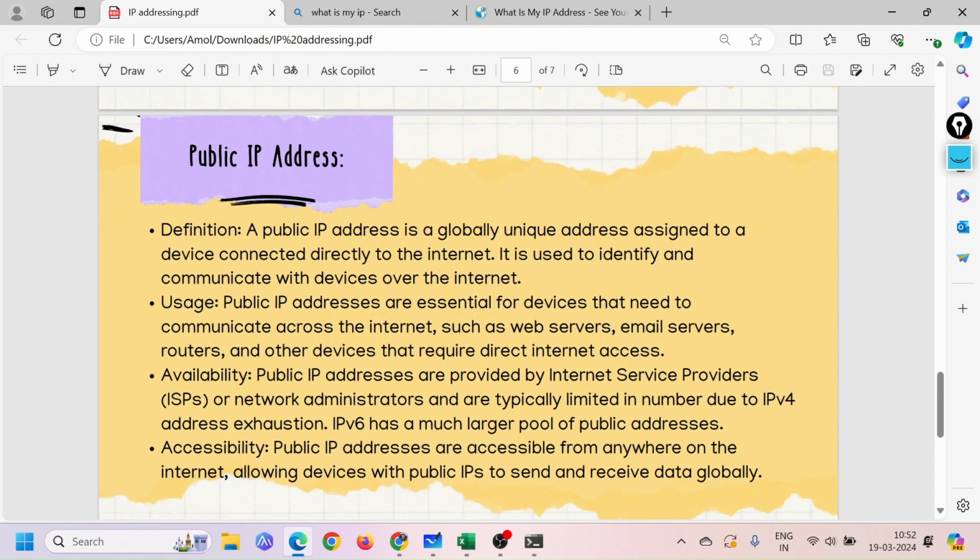IPv6 has a much larger pool of public IP addresses. So we have different types of IP addresses: IPv4 and IPv6. When you don't have IPv4 availability, you can also use IPv6, which has a very big pool for usage. Then let's talk about accessibility. Public IP addresses are accessible from anywhere on the internet, allowing devices with public IPs to send and receive data globally. This is the reason we use public IPs everywhere when we are accessing the internet. In that case, we are actually using one public IP address.